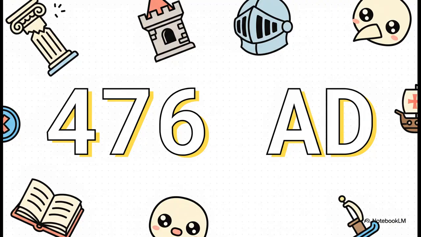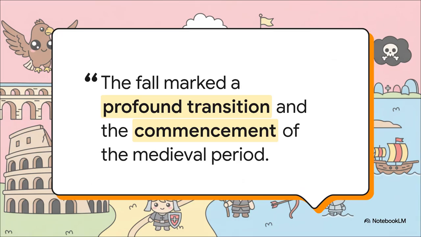And this is the date that just echoes through history. The year the last emperor of the Western Roman Empire was quietly removed from power by a Germanic chieftain. It wasn't some huge, fiery explosion. It was more like a final, quiet breath. The empire was gone.